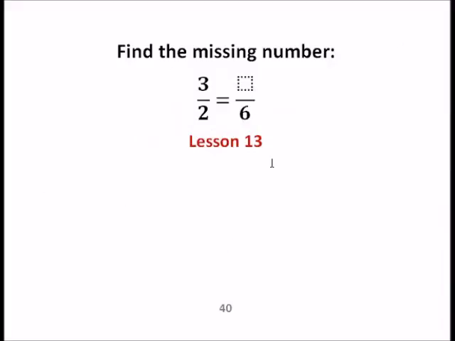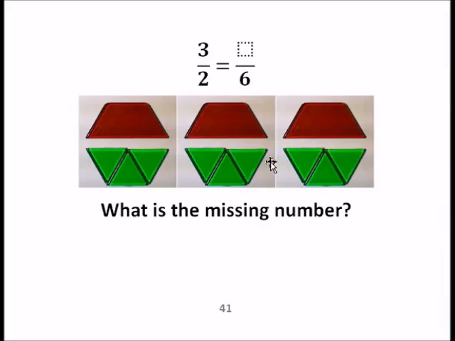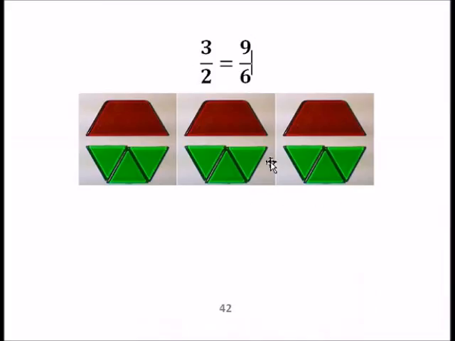And then we get to something like this. 3/2 equals how many sixths? Well, they go through the same process. They lay out 3/2, which are 3 red blocks, and they see how many green blocks are needed for equality, and the answer will be 9. So 3/2 is equal to 9/6.